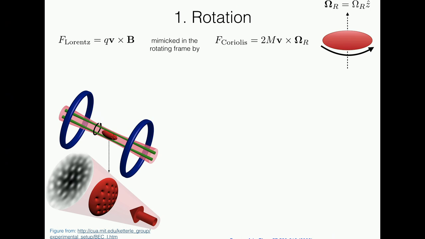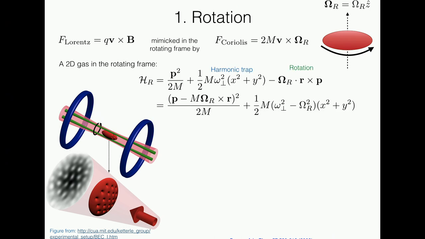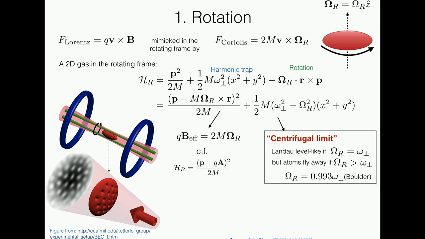So the idea is that if you take your Hamiltonian for a rotating particle in the rotating frame, you will have your usual kinetic energy. We have a harmonic trap because our cold atoms usually need to be confined in some way.